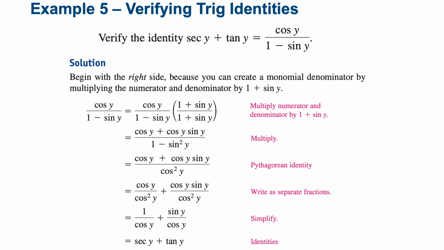But what does that reduce to? 1 over cosine y is just secant of y, and sine y over cosine y becomes tangent of y. So there you go, we have verified the identity.